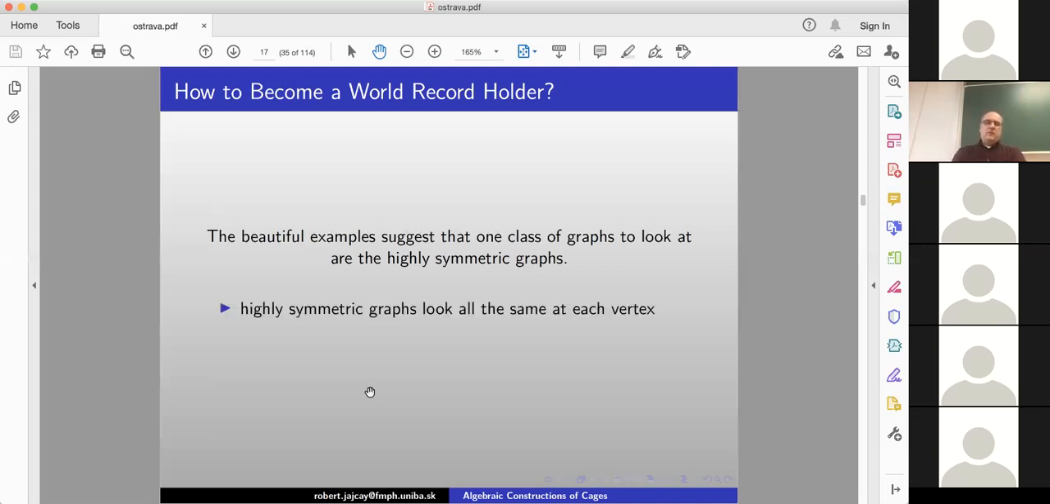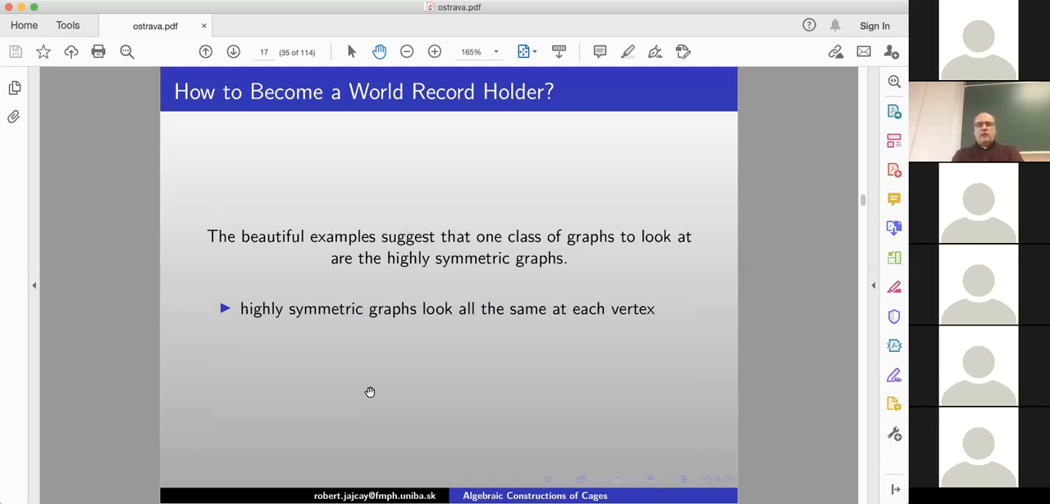And here is a little bit more of a justification. So we don't just observe this. The fact is that highly symmetric graphs look all the same at each vertex. I will be a little more specific about this, but it really means that if you sit in any vertex of the graph and look around fairly far, it looks the same from each of the vertices. The local structure of the graph is the same. And so for highly symmetric graphs, if your local structure does not contain short cycles, then the entire graph does not contain short cycles. And this is really important news.